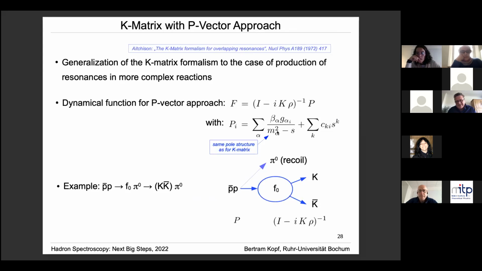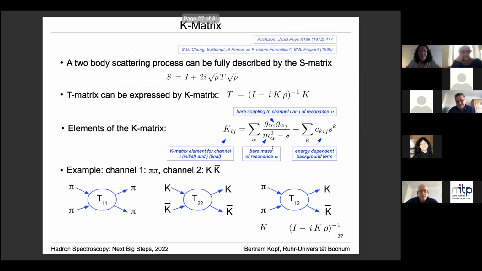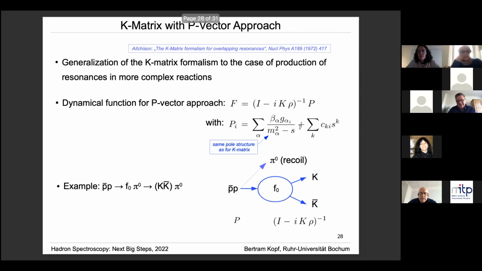So the point is that here the P vector contains in principle the same pole parameters. So these are the same poles as the K matrix, as you can see here. This is an important point. And the K matrix can contain here also some background terms, as well as the P vector here. Yeah, but you are only freeing the parameters. So your parameters in K are fixed, and then you're only freeing the parameters in P, or you free them all?